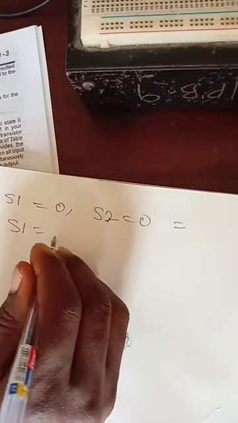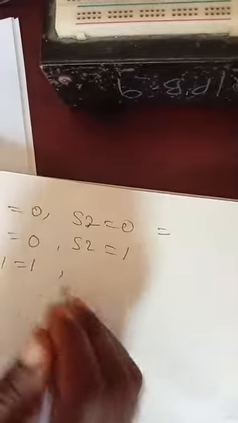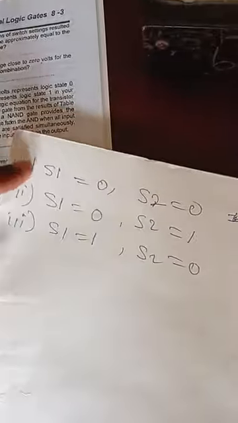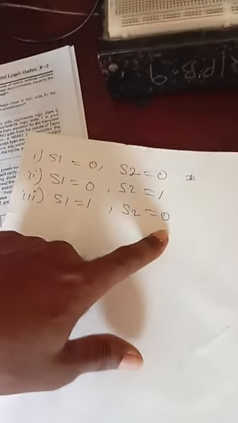Second combination, when x1 equals 0 and x2 equals 1. And the third combination, when x1 equals 1 and x2 equals 0. So all these combinations: switch 1 0, switch 2 0; switch 1 0, switch 2 1; switch 1 1, switch 2 0. These are the combinations that give us a value approximately equal to the supply voltage.